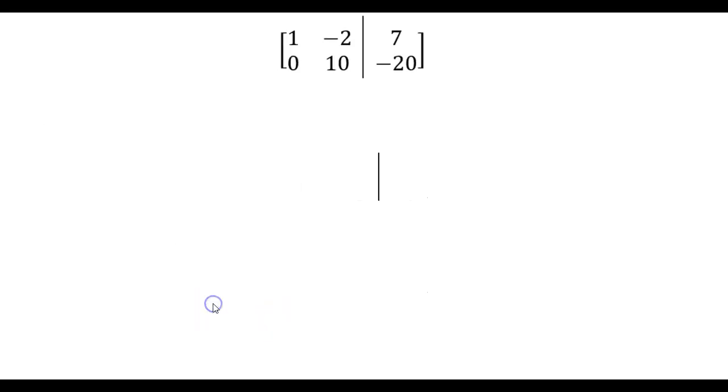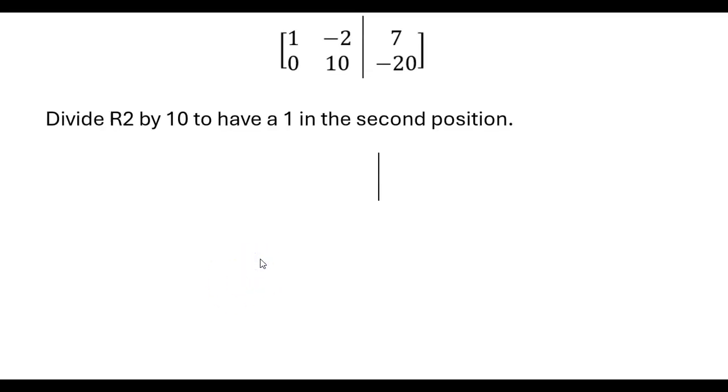All right, next step. We now look at our row 2. We have a 0 in the first position, which is great, but we want a 1 in the second position of row 2. Well, to go from 10 to 1, we simply divide by 10. So if we divide row 2 by 10, it will give us that 1 in the second position.